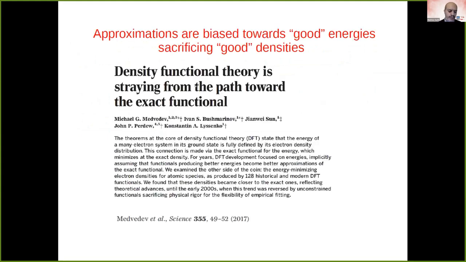Moreover, in this article by John Perdew and co-workers, they've taken a historical perspective, and they've realized that in general the approximations of DFT are biased towards obtaining good energies rather than good densities. So many times we develop functionals that produce good energies, but not good densities. The reason is that we are interested in having good energies. This is also true in general in many quantum chemical applications. So we are biased towards finding good energies.